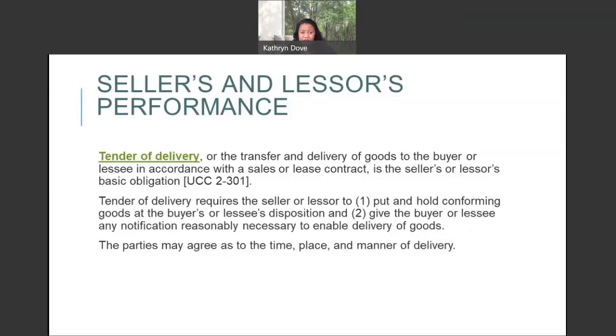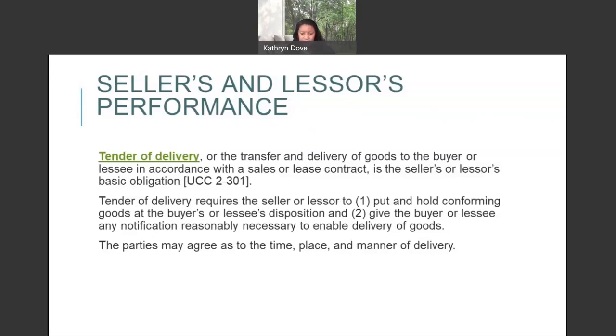Let's talk about delivery. The seller's obligation is to transfer or deliver the goods to the buyer in accordance with the sales contract. This is provided in UCC Rule 2-301. Tender of delivery requires the seller to put and hold conforming goods at the buyer's disposition and give the buyer any notification reasonably necessary to enable delivery of the goods.